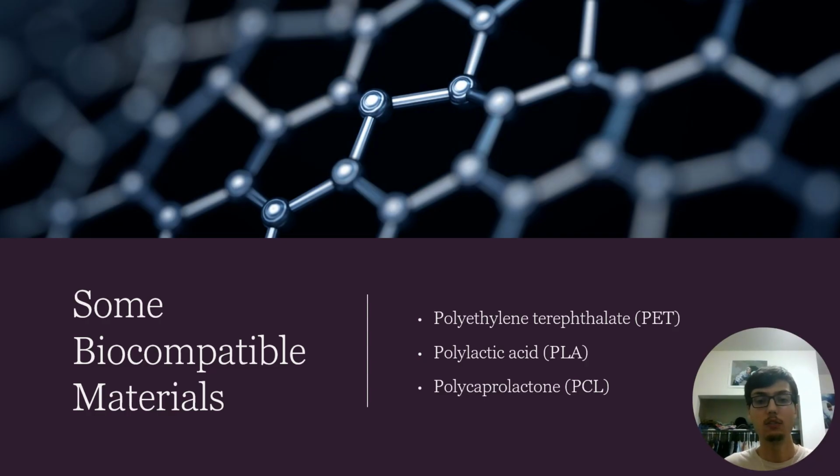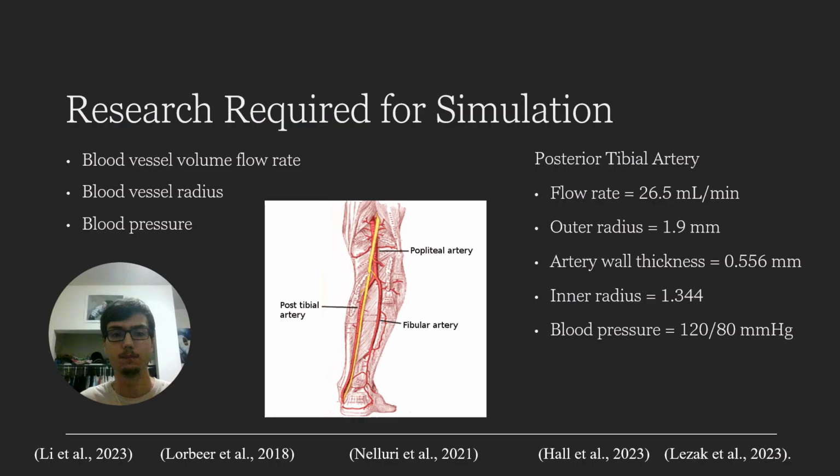Now, these are three biocompatible materials that will work for an artificial blood vessel. There's polyethylene terephthalate, or PET, polylactic acid, or PLA, and polycaprolactone, or PCL.